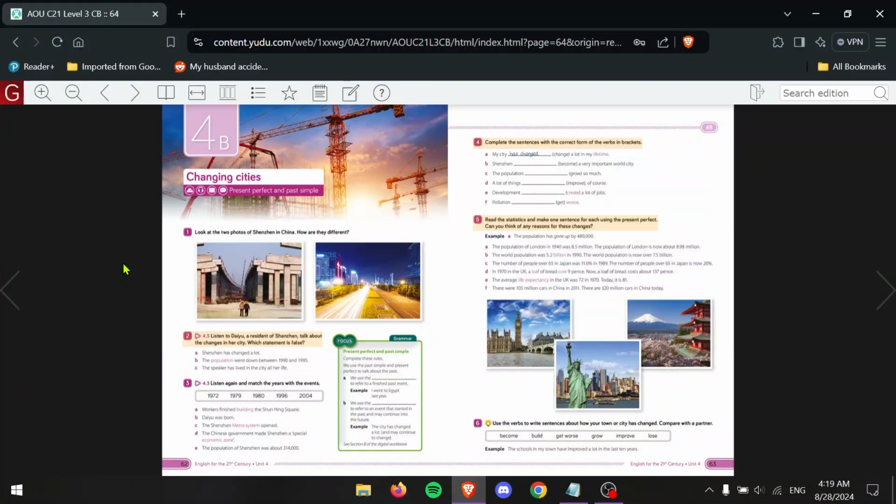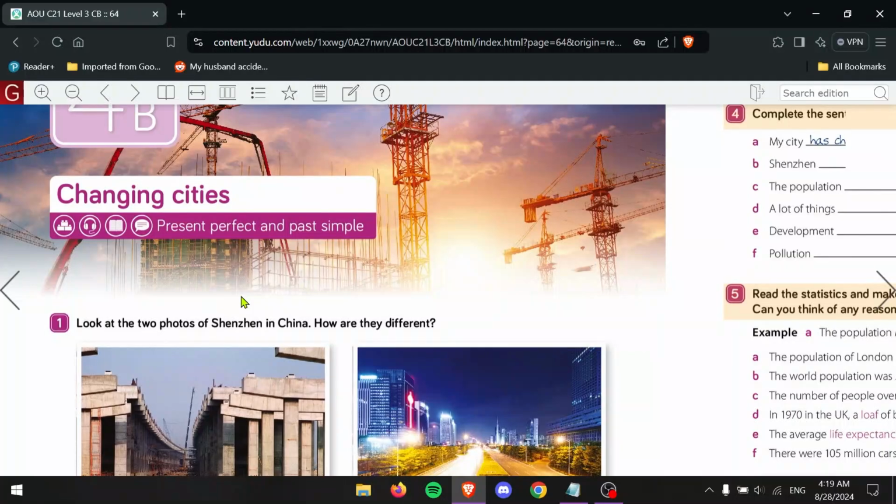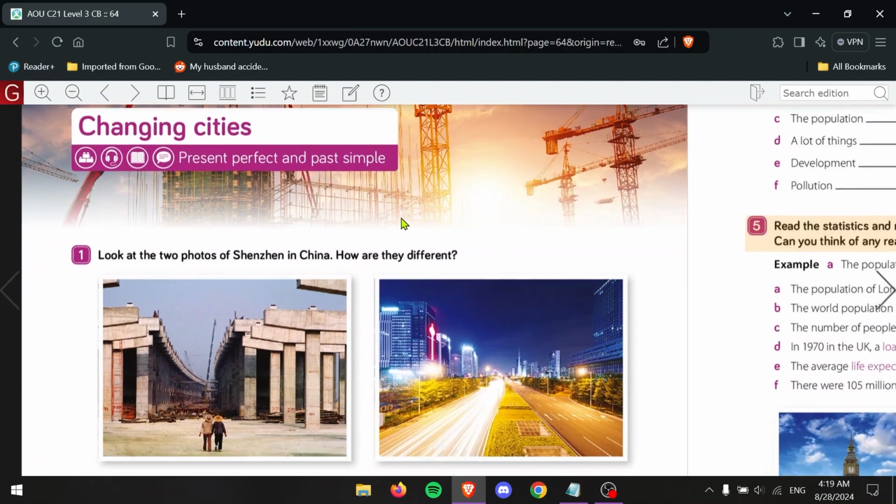In this video, we're going to be going over the second and third part of Unit 4. So we're going to be doing 4B first, and then in the same video, we're also going to be doing 4C. In 4B, we have changing cities, and we're also going to be talking a little bit about the present perfect and past simple. When do we use them, some examples, and then we'll do some exercises to make sure you get the point. So let's start with exercise 1.